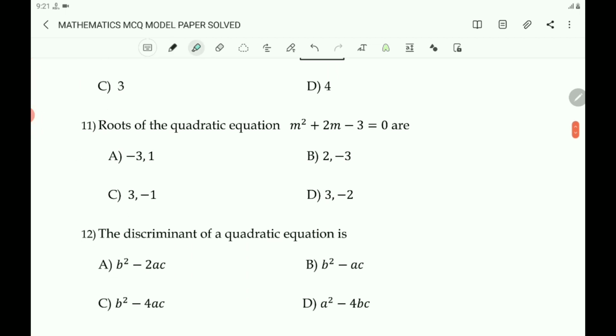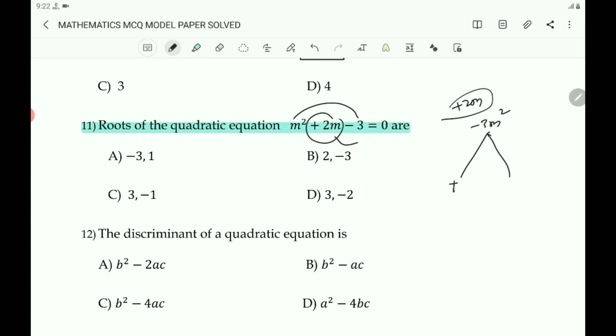Next question. Roots of the quadratic equation m square plus 2m minus 3 equals 0 are. Here you can find the roots by using the formula or by splitting the middle term if it is possible. Here the product is minus 3m square and the sum is plus 2m. You must know the table in which 3 is there, but here as the product is negative, the roots are having different sign and the greater factor is having positive sign, which is the sign of the middle term, and the smaller factor is having negative sign. Then you know in which table 3 is there. 3 is there in the table 3.